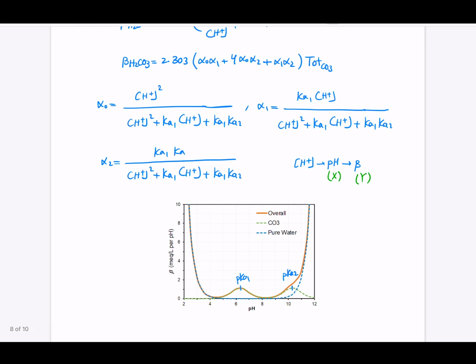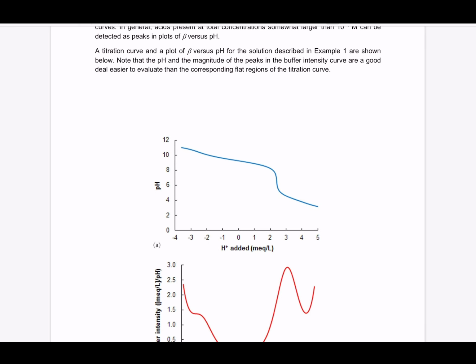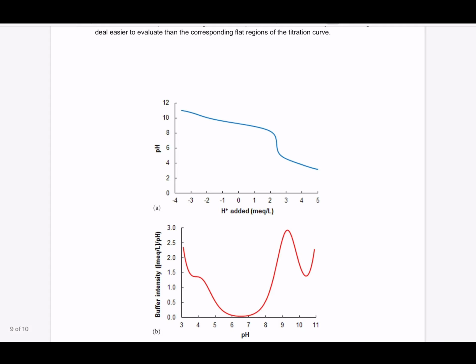So we can also do this one for a triprotic acid, like phosphoric acid, for example. One of the questions in the problem set is basically phosphoric acid. For only the acid, you get sort of three bumps, each related to one pKa. As I mentioned at the beginning of the lecture, we can literally convert a titration curve to a buffer curve, so a buffer intensity curve, by taking the slope for each individual point.